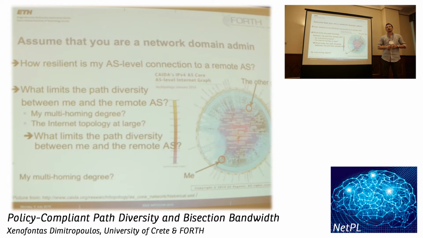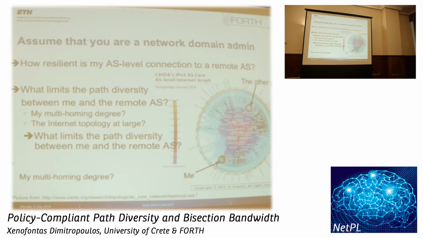In particular, when we talk about path diversity, we would like to know what limits path diversity. Is it our multi-homing degree that limits path diversity? Should we seek to enrich our multi-homing? Is it perhaps our main provider that has some poor connectivity? Is it maybe the same properties on the remote side, or is it maybe the internet connectivity at large that has some limitation, and so on?